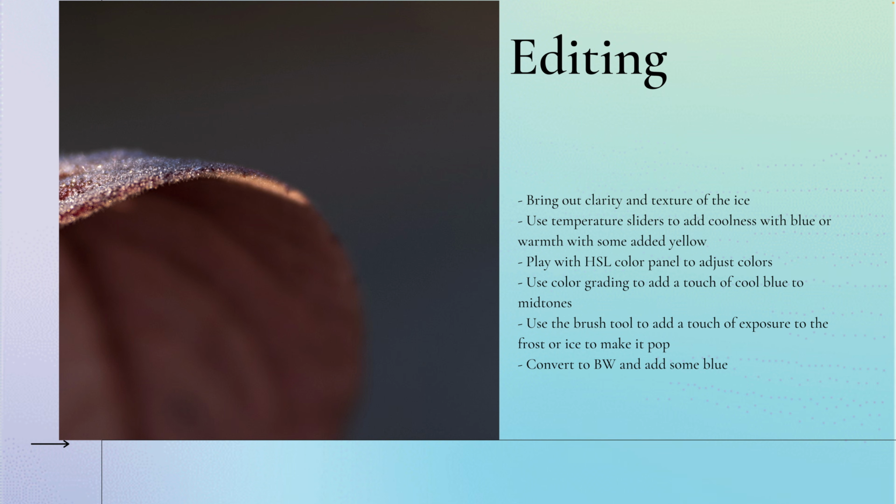Now in editing, a couple tricks that you want to do. You definitely want to bring out clarity and the texture on your ice. Unless you want it to be really smooth, most of the time with frost or ice, you actually want to bring out the texture. You can also use your temperature sliders to add coolness, which would be turning it more towards the blue zone to give you that coolness. Or you could add some yellow if you want more warmth. Adjusting your colors, again, giving maybe the scene a touch of blue and just cleaning things up, or even converting to black and white.